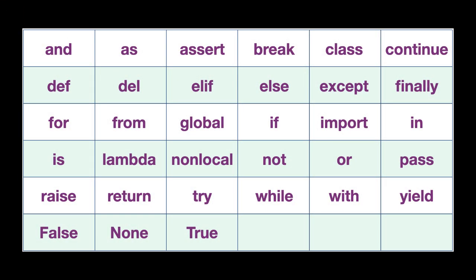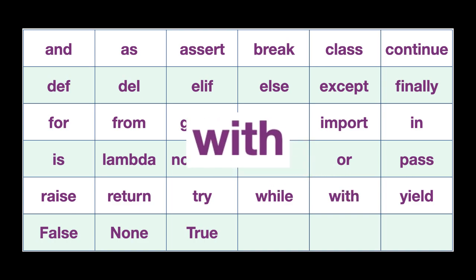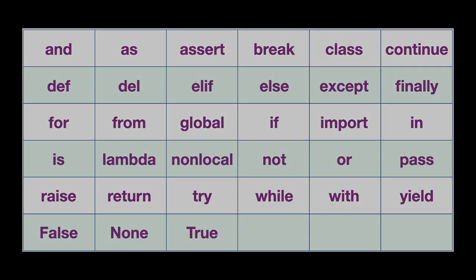There are 33 reserved words in the Python programming language. In this video, we will discuss the keyword with.